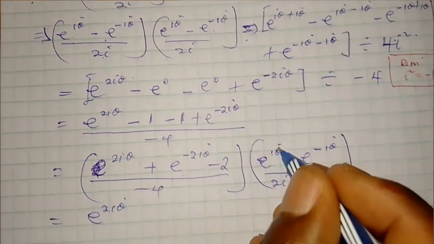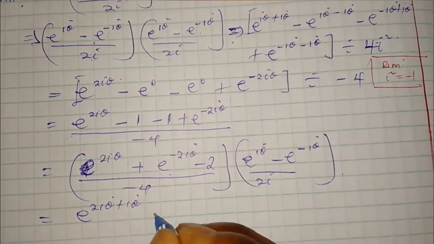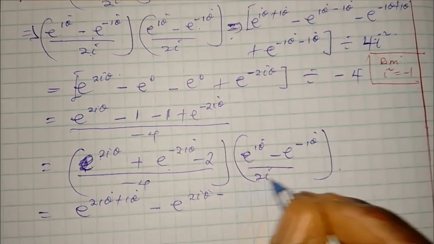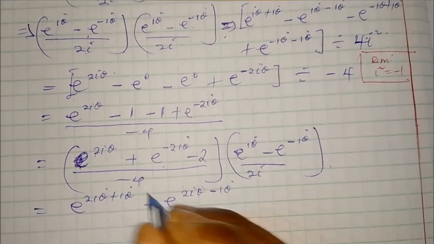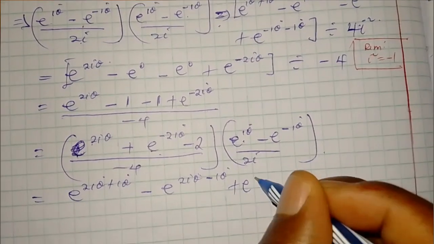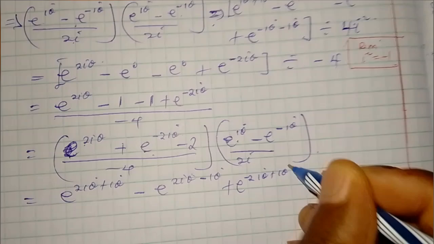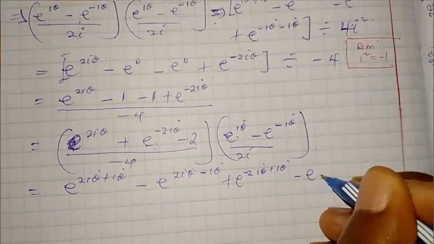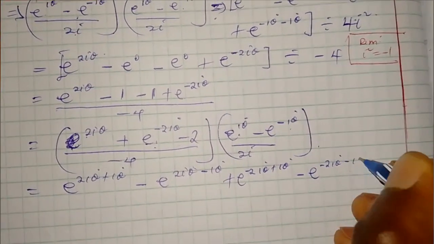Remember the law of indices. Then plus i theta. Then this time, this again, it's negative e^(2i theta), this one minus i theta. Remember, plus times minus is a minus. Then this time, this, it is plus e raised to power negative 2i theta, this one plus i theta. Then this time, this, minus e^(negative 2i theta), this one minus i theta.